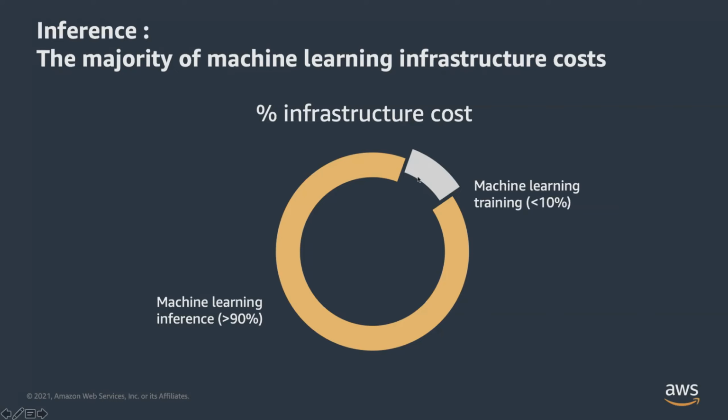For the infrastructure cost, only 10% or less is spent on training the machine learning model, and about 90% of it is actually spent on the inference part. So you can see from the cost perspective that inference is an important part of the machine learning application cycle.